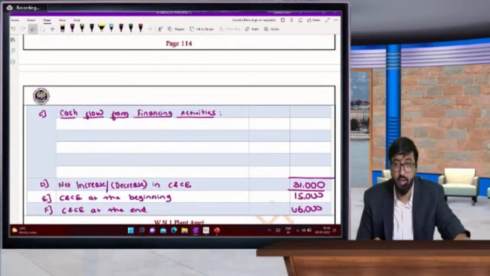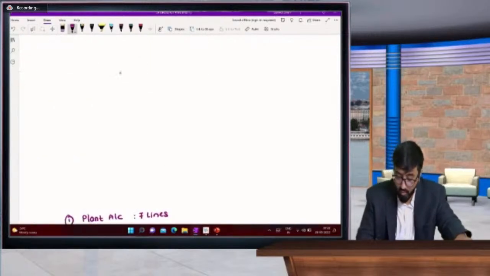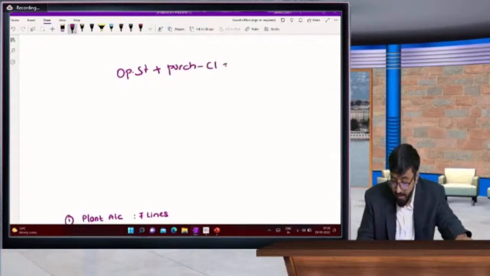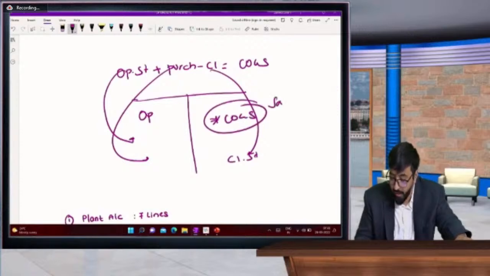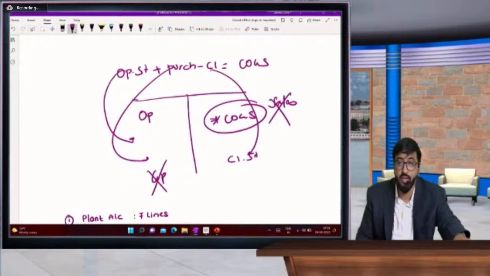In the trading account, COGS: opening stock plus purchases minus closing stock is equal to COGS. So opening stock we write on the debit side, purchases on the debit side, closing stock on the credit side, and the balancing figure is called COGS. Or you can write sales or GP, but here there is no question of sales or GP, so we directly consider COGS in the trading account. Yes, this is the logic.